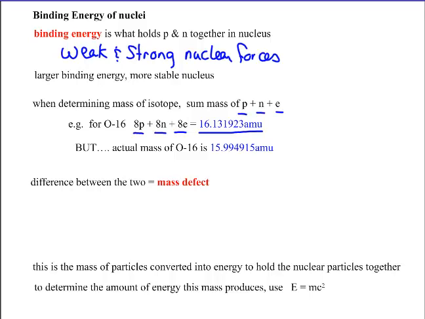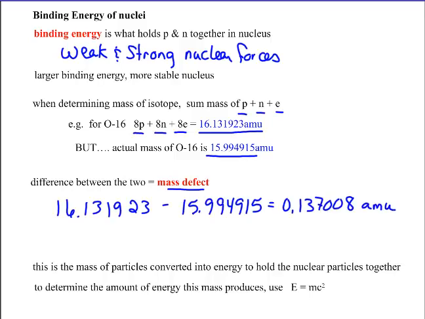When we're dealing with atomic masses of isotopes, we tend to go out to 5 or 6 decimal places. If we go out in nature and collect a bunch of oxygen-16 isotopes, however, and mass enough of them to get a measurable quantity, what we find is the mass of these isotopes is not what we predicted it would be, it's less. Actual mass of oxygen-16 isotopes is 15.994915 atomic mass units. If we take the difference between these two numbers, what we get is something called the mass defect. So for the oxygen-16 isotope, the mass defect is 0.137008 atomic mass units.